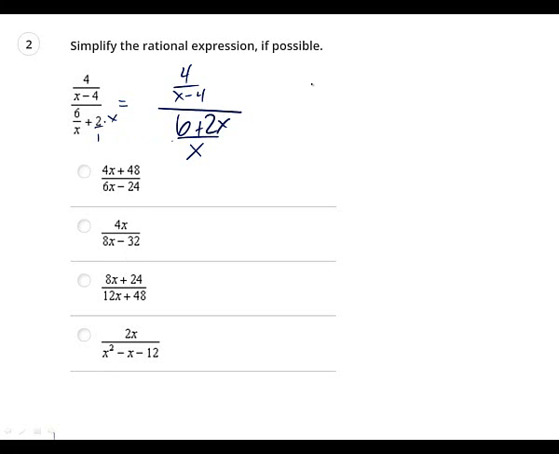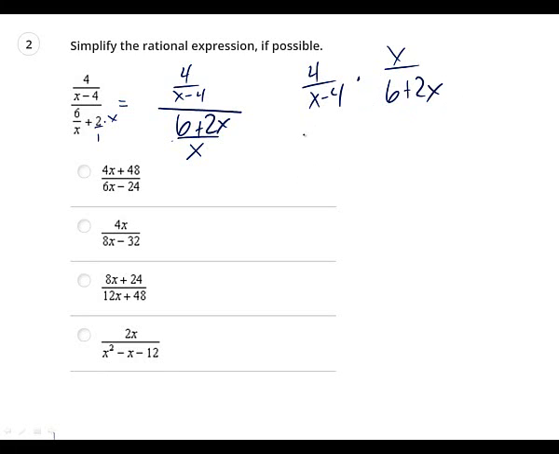Fancy division sign. What do I have to do with the denominator? What do I have to do with this thing down here? Flip it. Reciprocal, right? And then switch it to multiplication. Does anything cancel? Not really, right? Could I take a 2 out of this mess back here?